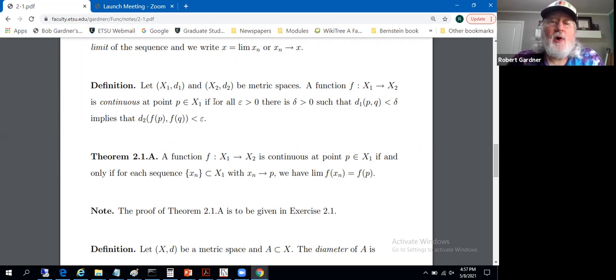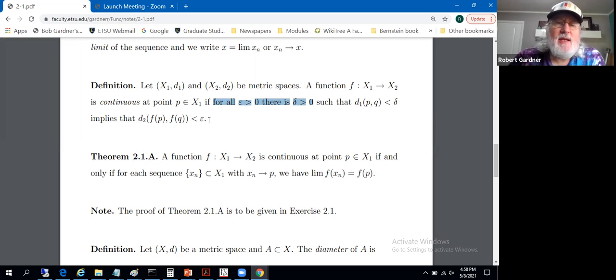But picking back up with the logic, for all epsilon greater than 0, there exists a delta greater than 0, such that I can read this as if-then, if you like, the distance from P to Q less than delta implies the distance from f of P to f of Q less than epsilon.